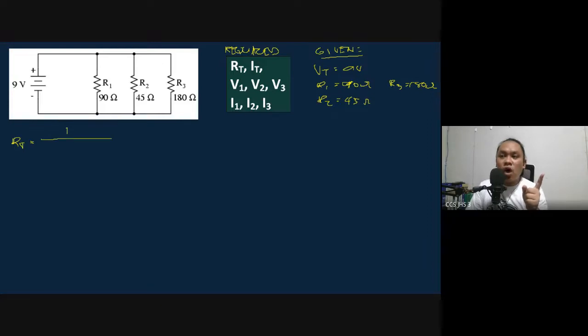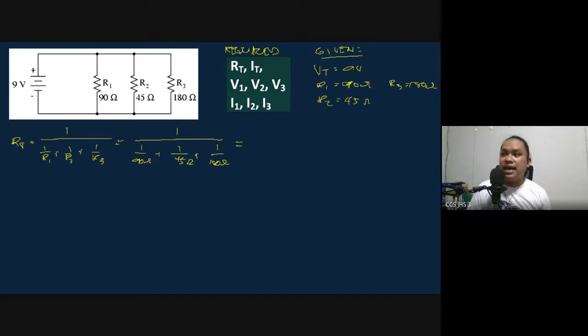one over all: one over R sub 1 plus one over R sub 2 plus one over R sub 3. Since we already have the values of our individual resistances, we can solve for our total resistance. So this will become 1 all over 1 over 90 ohms plus 1 over 45 ohms plus 1 over 180 ohms. What's the value of our total resistance? Kindly solve.